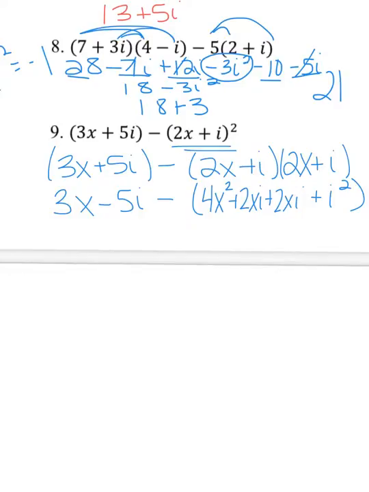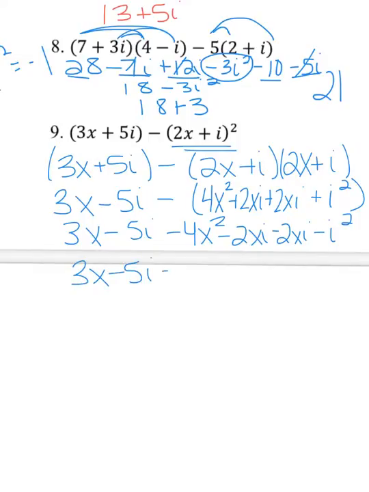So now if I combine like terms, this is 3x. Well, I'll distribute the negative before I combine like terms, rather. So now this is minus 4x squared minus 2xi minus 2xi minus i squared. So 3x minus 5i minus 4x squared. This is now minus 4xi. And then negative i squared turns into positive 1, right? It was negative 1 times i squared. Now it's positive 1. And there's actually no terms for me to combine for number 9.